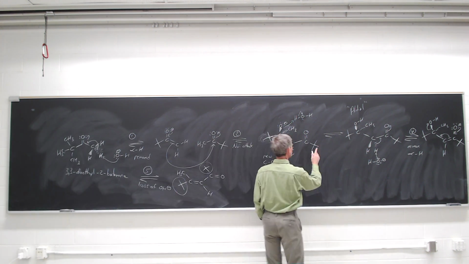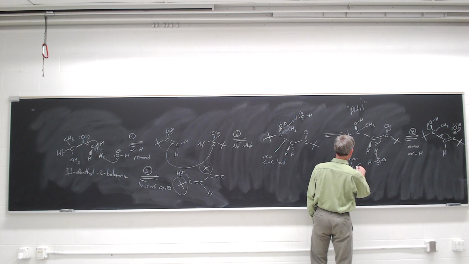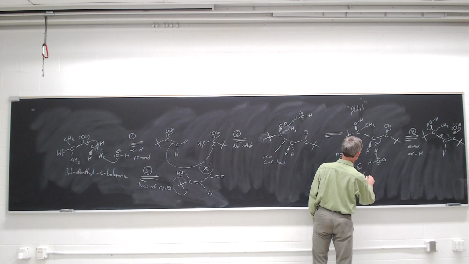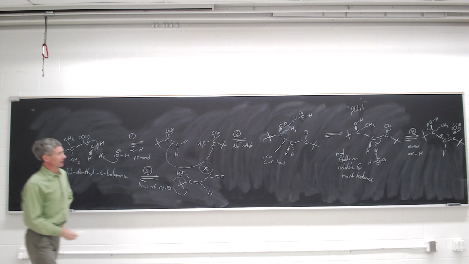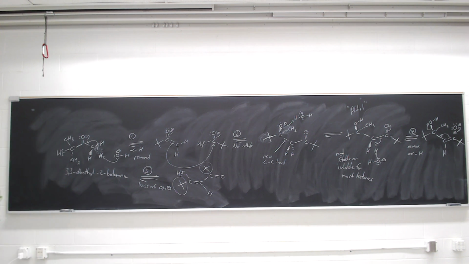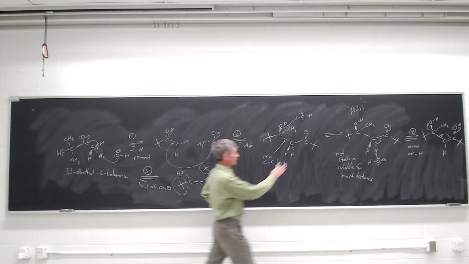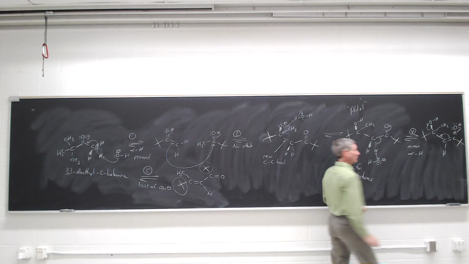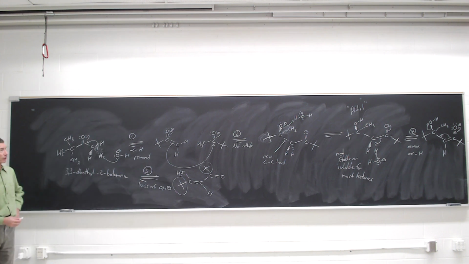The aldol is not a stable isolable product for most ketones. It is significantly less stable for a ketone because of both steric crowding and electronic effects. But if we heat it, it is often possible to make alpha beta unsaturated ketones from the aldol condensation.